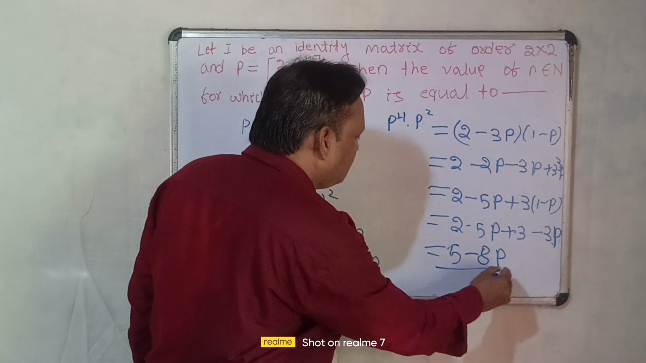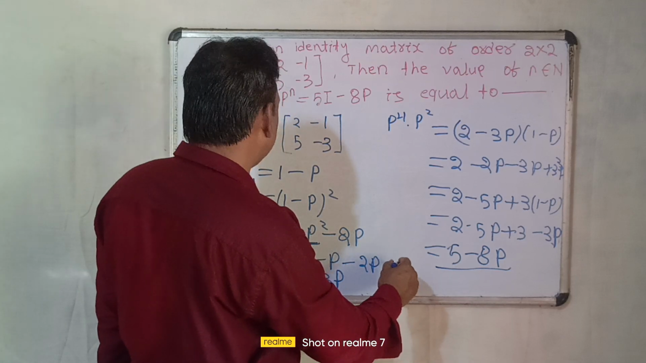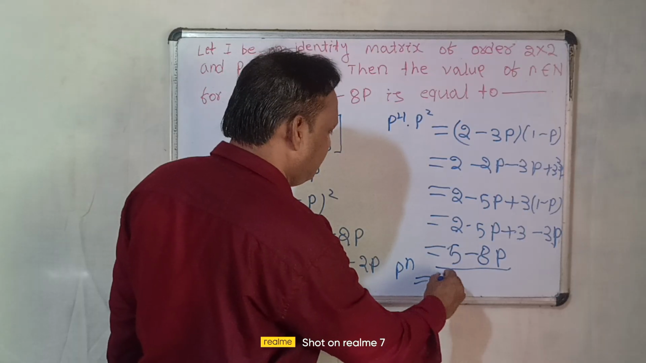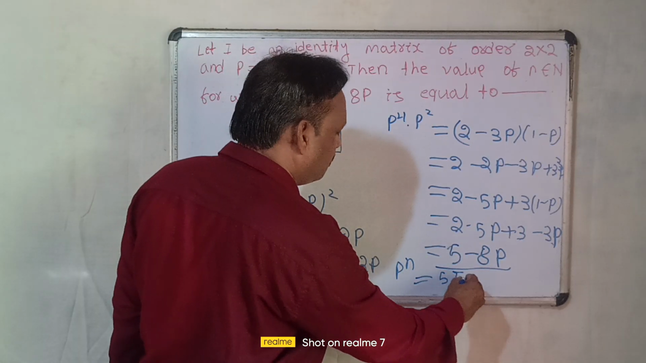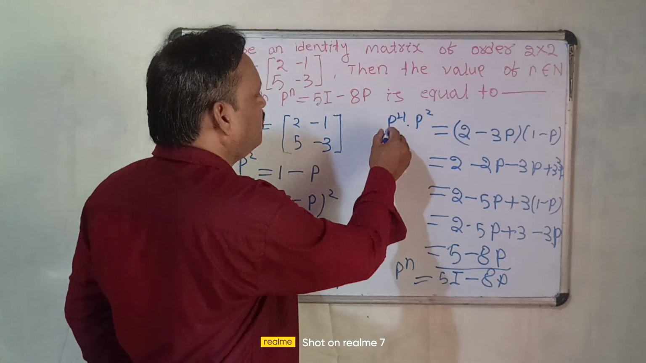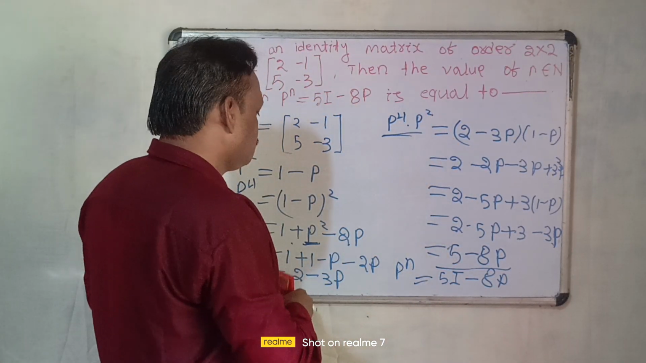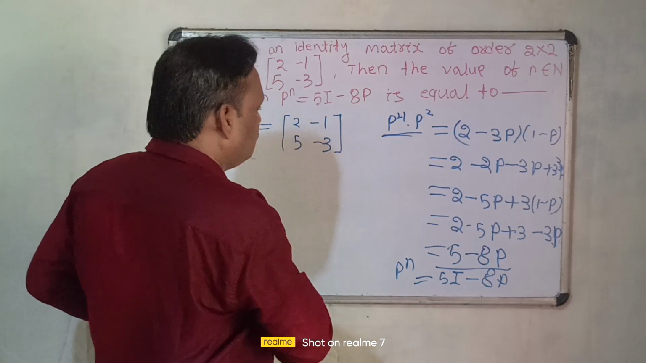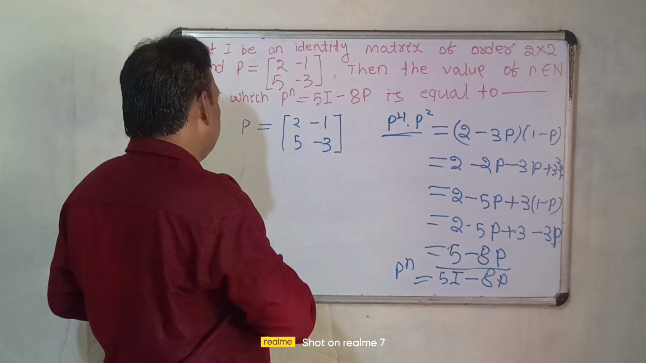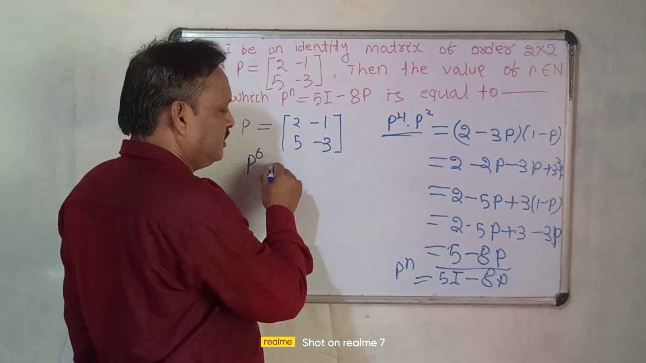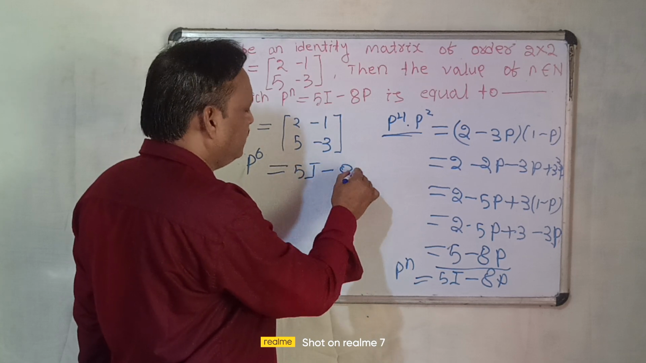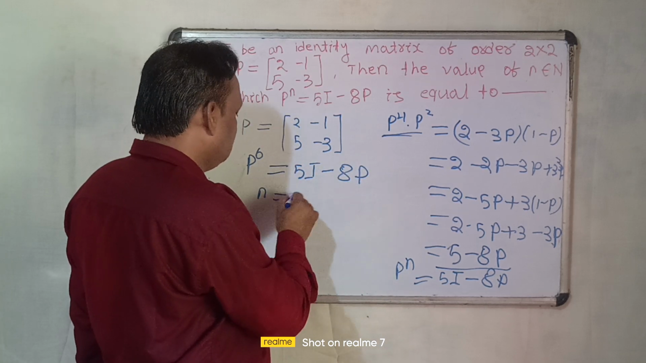So this is equal to P to the power n equal to 5I minus 8P. What is the value of n now? 4 plus 2 is 6. So n is equal to 6. Here P to the power 6 is equal to 5I minus 8P. So n is equal to 6.